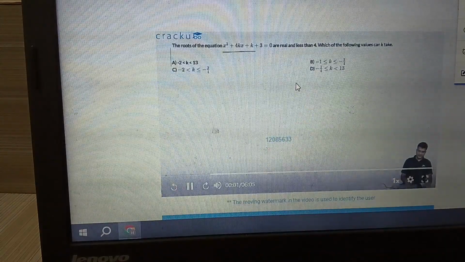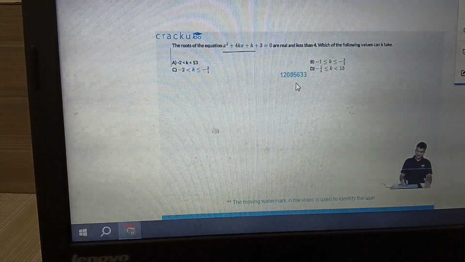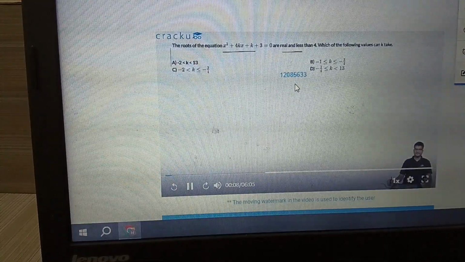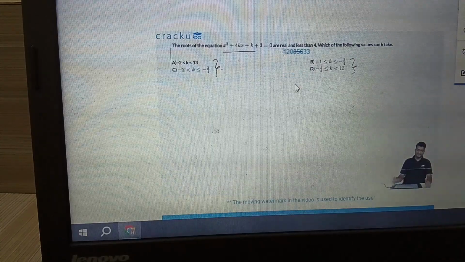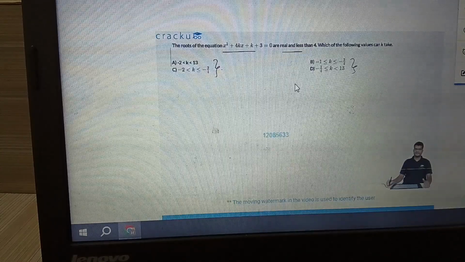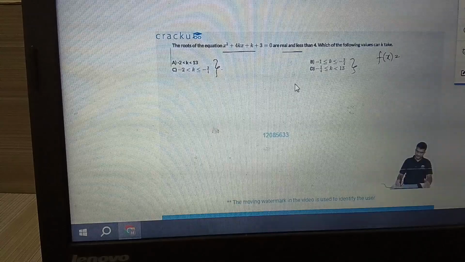In this question, we are given a quadratic equation x square plus 4kx plus k plus 3 is equal to 0, and we are told that both the roots of this quadratic equation are real and less than 4. We are given 4 options for the value of k, and we are required to find out which of the 4 options is correct.